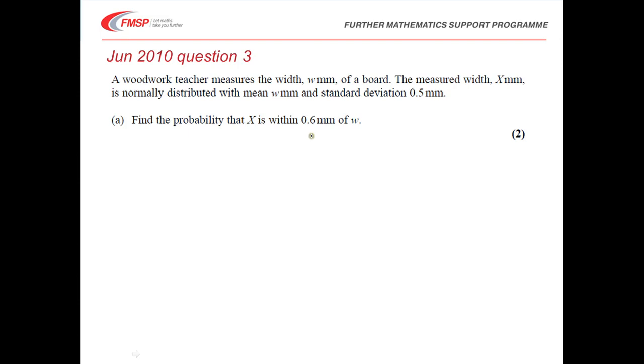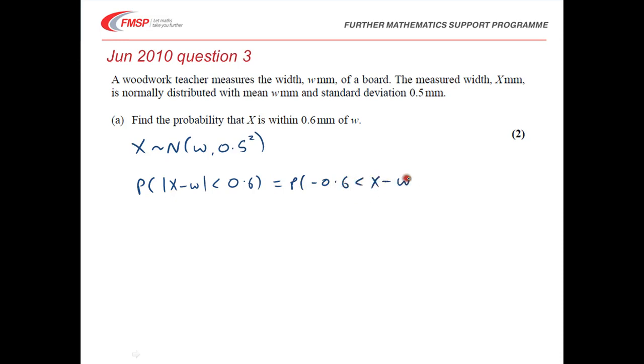There are lots of ways of doing this, but if we start formulating it the way the question suggests, X is normally distributed with a mean of W, which we don't know, and a standard deviation 0.5. We need the probability that X is within 0.6 millimeters of W. In other words, X minus W in size, because it could be positive or negative, must be less than 0.6. My suggested way is to rewrite this as being between minus 0.6 and 0.6.